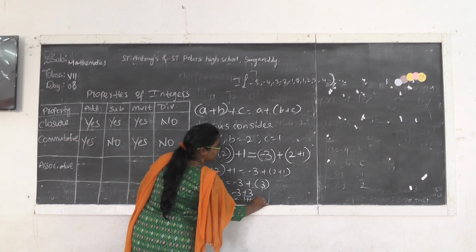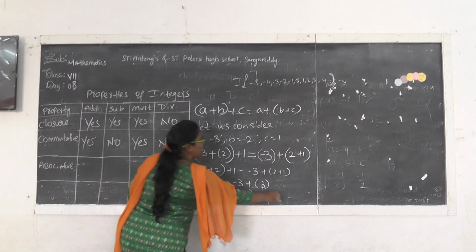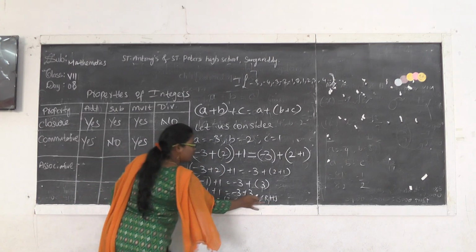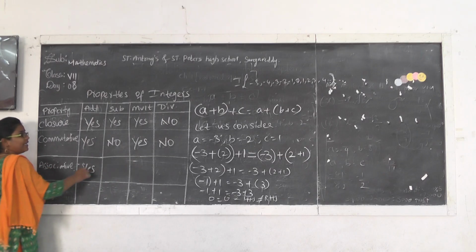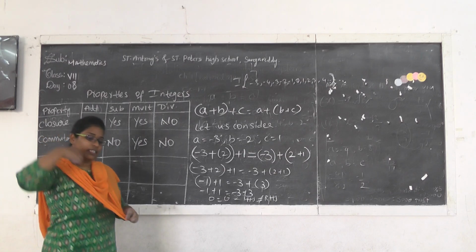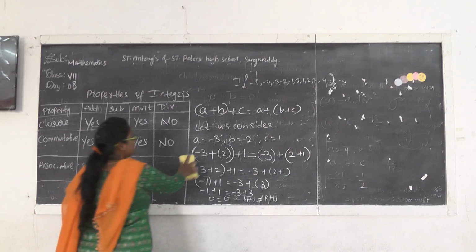So LHS is not equal to RHS. Sorry, LHS is equal to RHS. So associative property is satisfied under addition. Now let's check associative property under subtraction.